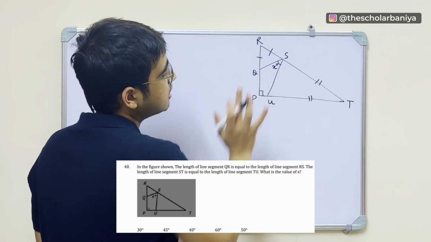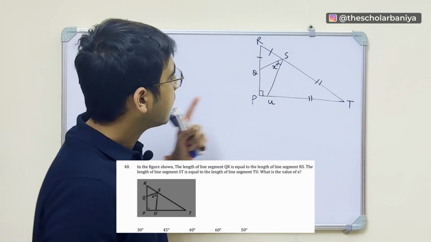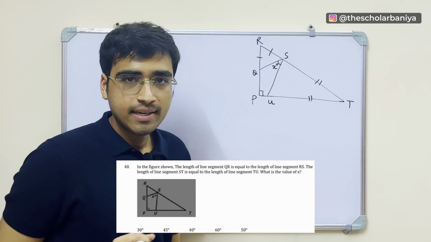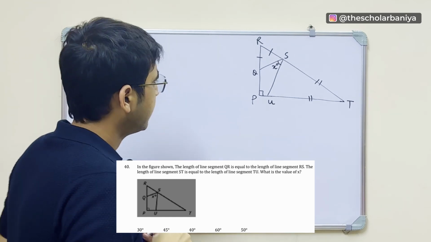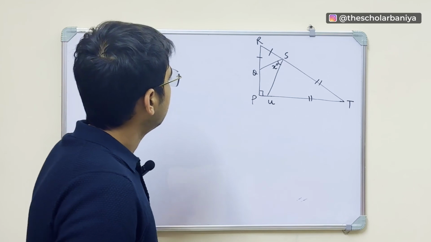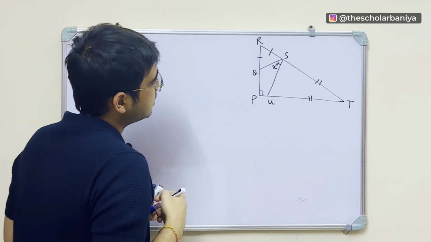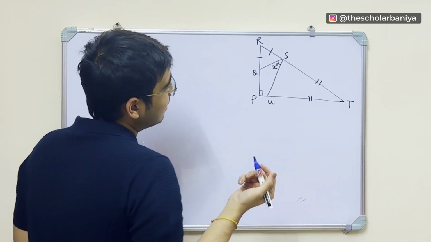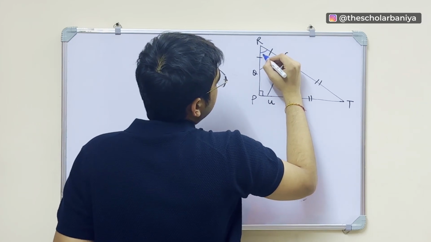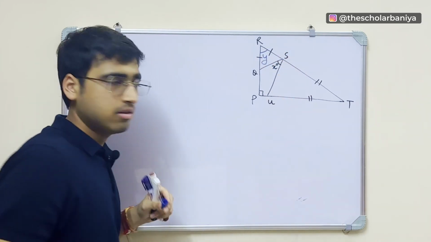And we are given this value as X, which is the angle QSU. This angle is X and we have to find this value, right? Okay, so now let's start assuming things. For example, let's assume that this angle is, suppose, Y. This angle is Y, right?